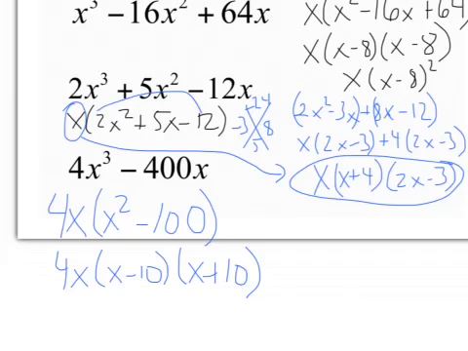You could also think about it as AM method, which you'd have negative 100, and our b, what we want to add to is 0, which would be negative 10 and positive 10 for our factors. So I like to think of it as difference of squares because it is faster.